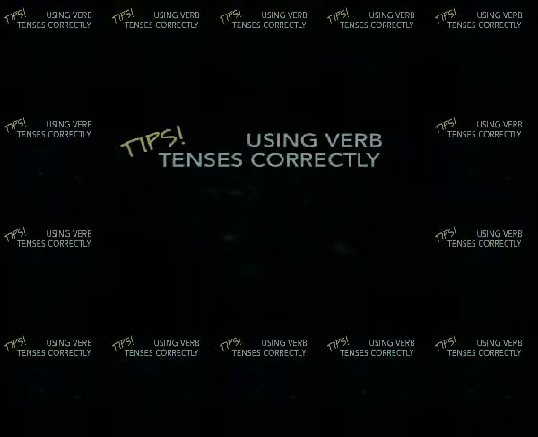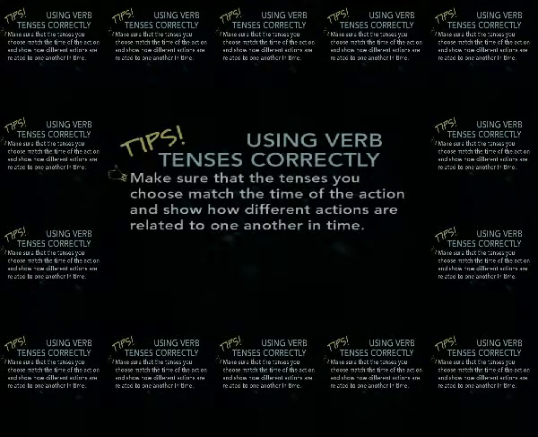Of the six basic tenses in English, the future perfect tense is the one that's used least often. Now, how can you be sure that you're using these six different forms of English verbs correctly? Here's a tip on using verb tenses properly. The most important thing is to make sure that the tenses you choose match the time of the action and show how different actions are related to one another in time.